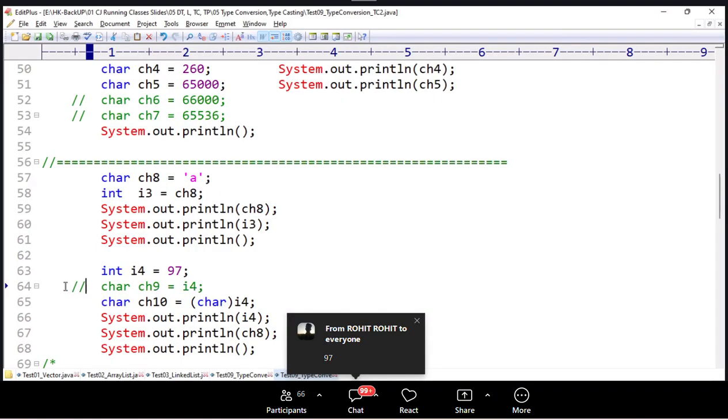Answer my question again. Can I assign a char literal to an int variable? Yes. Can I assign a char variable to an int variable?